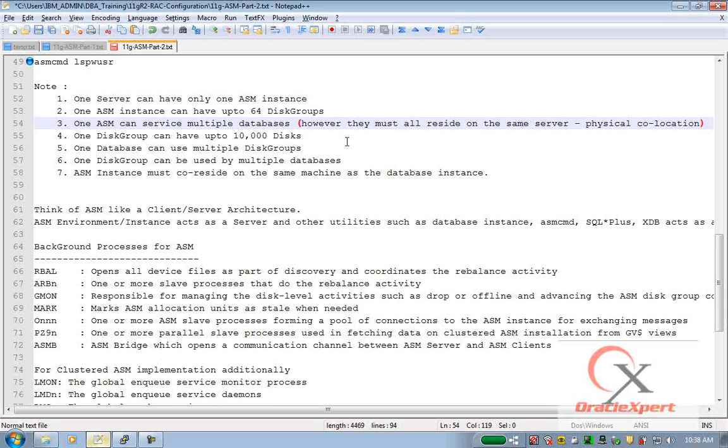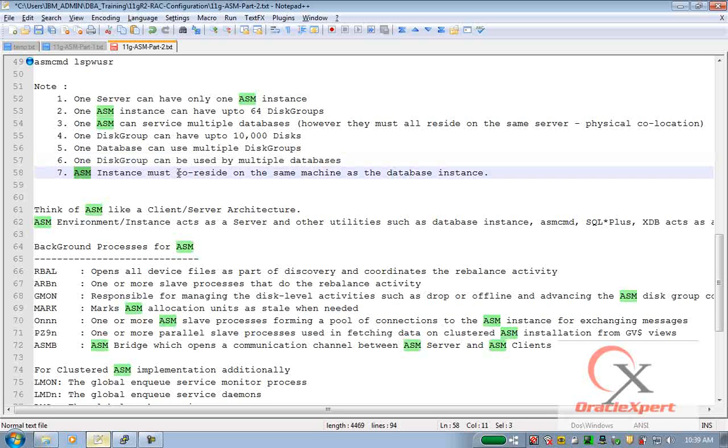So I am having a database, let's say RACDB. Some of the data files from my RACDB database are stored on disk group data. Some of them are stored in archive data. Some of them are stored elsewhere. So one database can store its files onto multiple disk groups. The converse is also true. One disk group can be used by multiple databases. So the relationship between the databases and the disk groups is many to many.